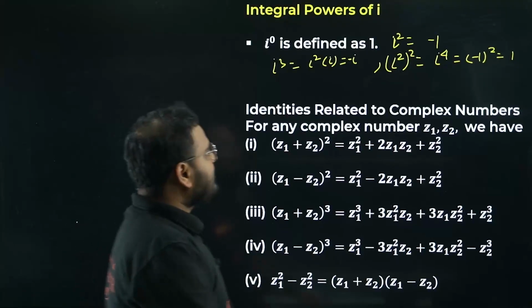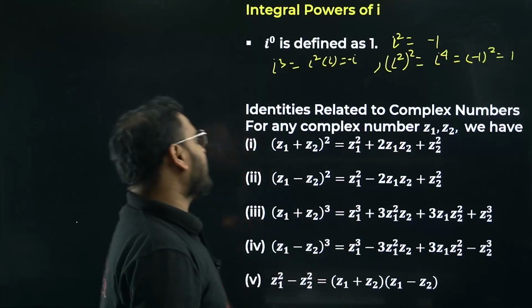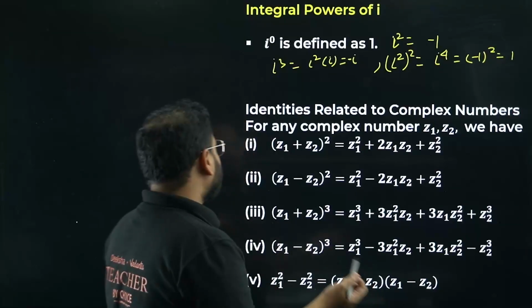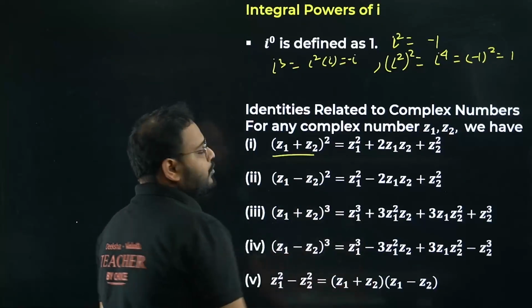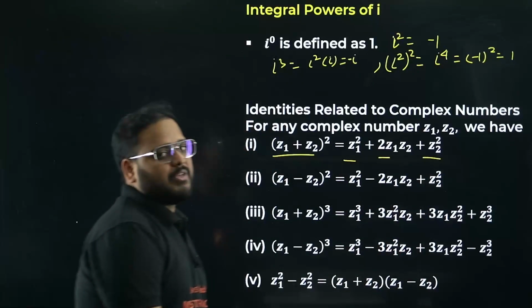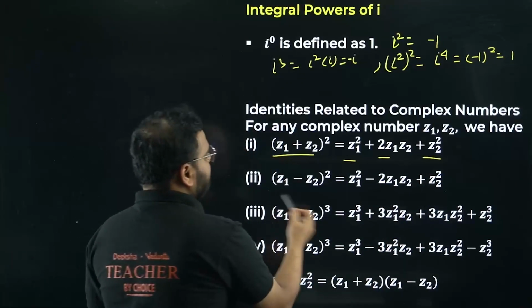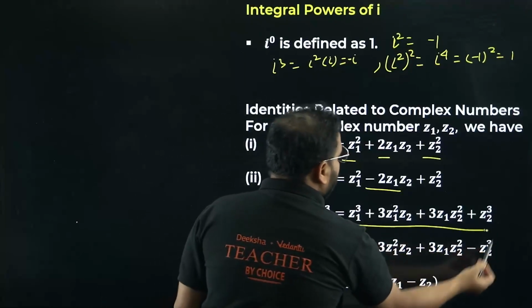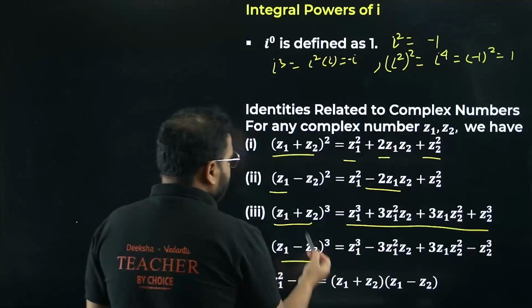Okay, so please check. Like that we have the integral powers of i. Now identities are related to complex numbers, the same thing we've learned in algebra as well. Please check (z1 plus z2) the whole square. What we have? The formula a square plus b square plus 2ab. Same goes in the negative sign. Here we have minus 2 z1 z2. Whole cube is also there. Same formulas for whole cube go here with plus and minus.